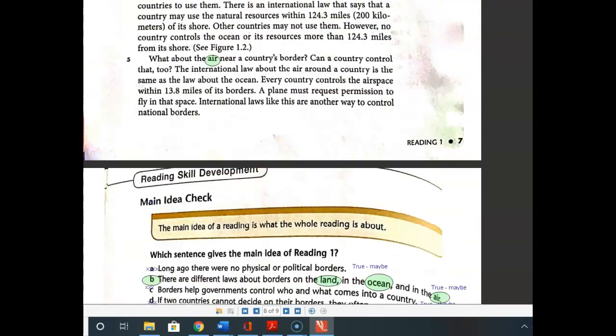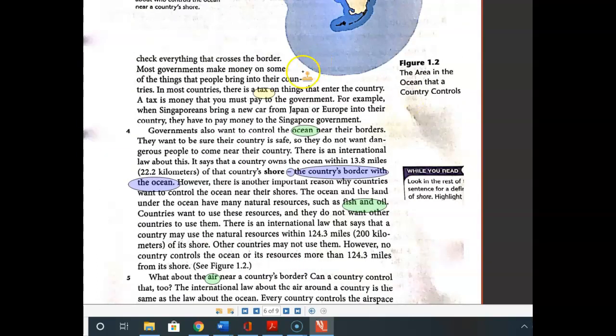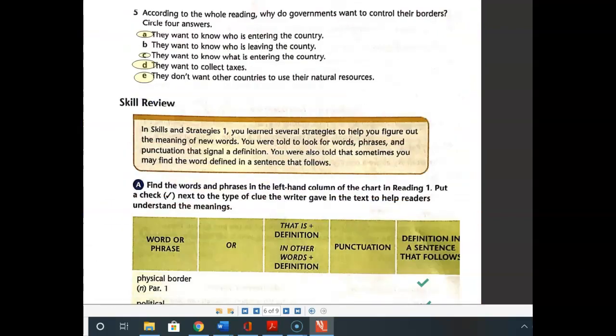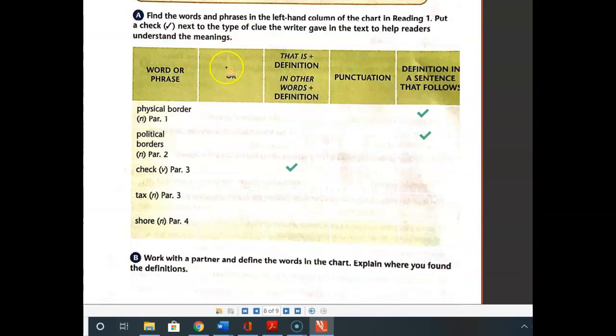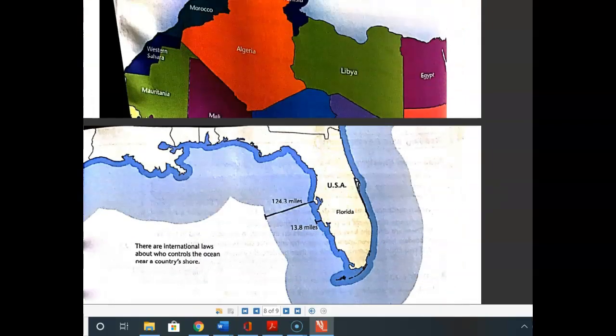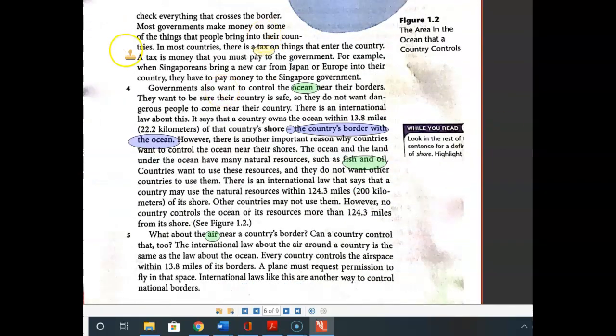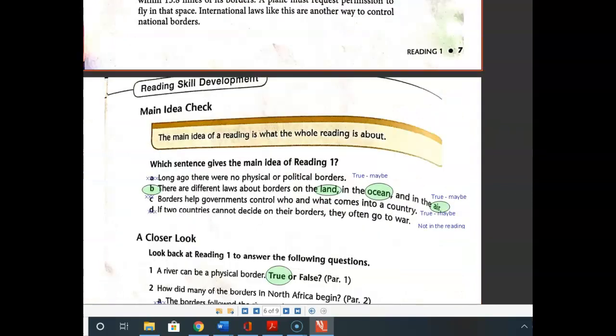Let's look at tax, also in paragraph 3. Here is tax. There is a tax on things that enter the country. A tax is money that you must pay to the government. So in that example, did we have or? No. That is, in other words? No. Punctuation? Nope. We had a definition in the sentence that follows. So just as a review, there's the word tax, and then the definition is in the next sentence.